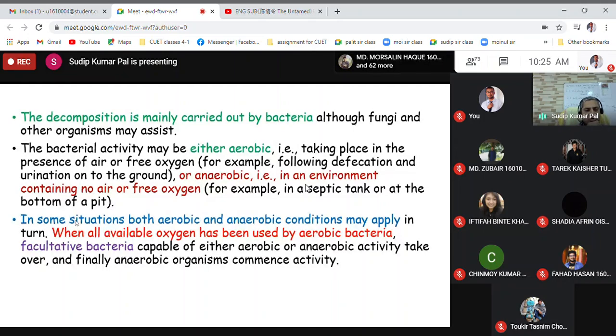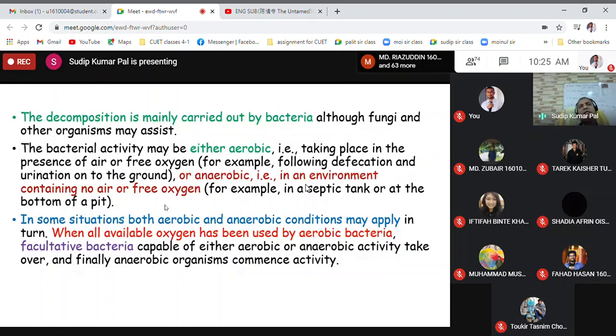So what they do, when all the available oxygen has been used up by the aerobic bacteria, facultative bacteria, capable of either aerobic or anaerobic activity, finally turn into anaerobic. Then it becomes anaerobic, basically. So that is basically how bacteria work.